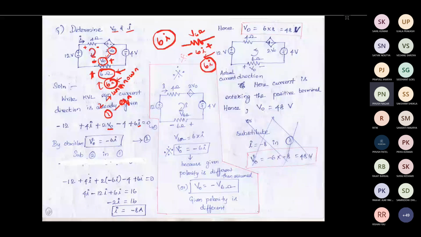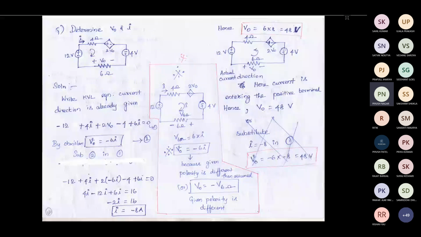Okay, so when you write the KVL equation, you had considered it like this. You have written minus 12 for this, plus 4 into I for this, plus 2 V naught for this, here minus 4, and here you have written plus 6I. This is the voltage across this resistor.